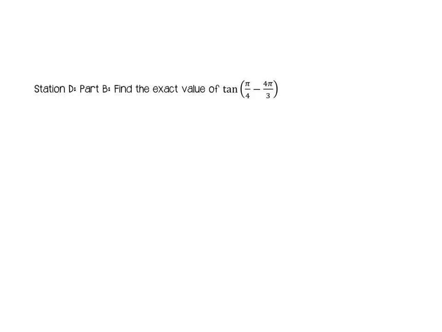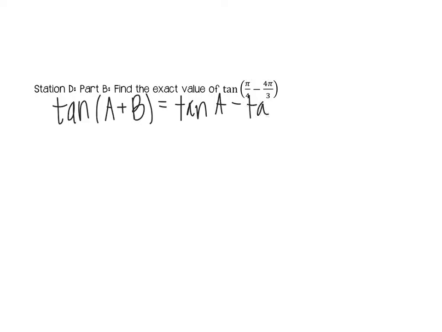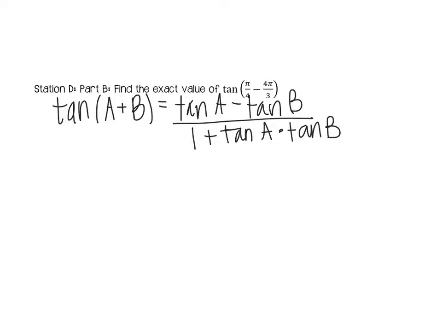So I know that the formula for tangent is the tangent of A plus B is equal to the tangent of A minus the tangent of B, all over 1 plus the tangent of A times the tangent of B. Now I want to remind you that you do not have to memorize these formulas. These are on your formula sheet for you.